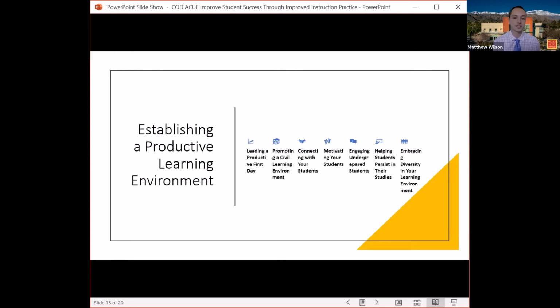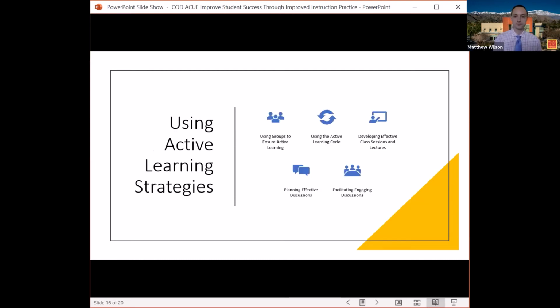Helping students persist in their studies. And then embracing diversity in the classroom. Certain techniques can be used to help cross some barriers and make students more open to share their ideas and open up.